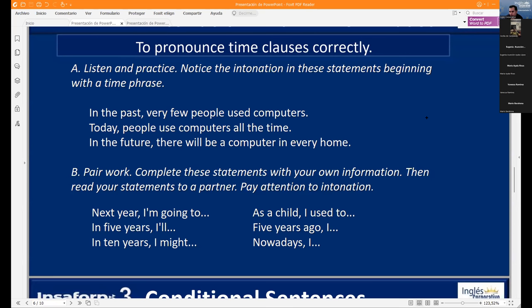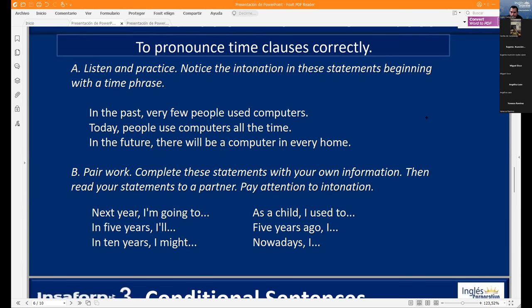5 years ago, I started to study in the university. Mm-hmm. Nowadays, you have already finished. You are about to finish. Okay. Excellent, very good. Somebody else? Teacher, can I say 5 years ago, I was working in Panama. Uh-huh, yes, 5 years ago, I was working in Panama. Yes, you can say that, very good, yes.